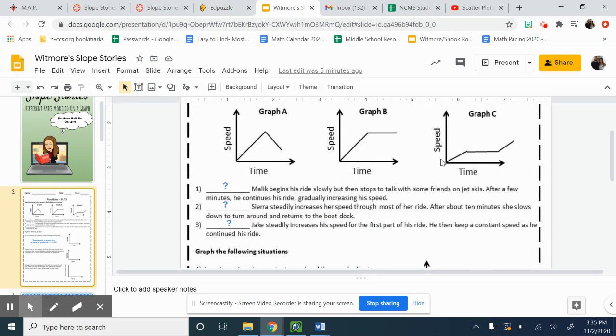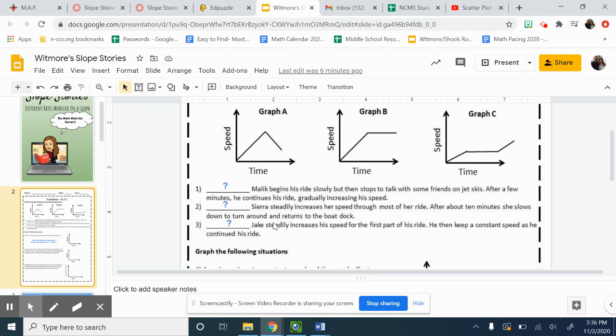So we're going to talk through these first three together. So we have a graph that increases and then decreases. Graph B increases and then stays constant. And graph C increases, stays constant, and then increases again. So number one says Malik begins his ride slowly, but then stops to talk with some friends on jet skis. After a few minutes, he continues his ride, gradually increasing his speed.